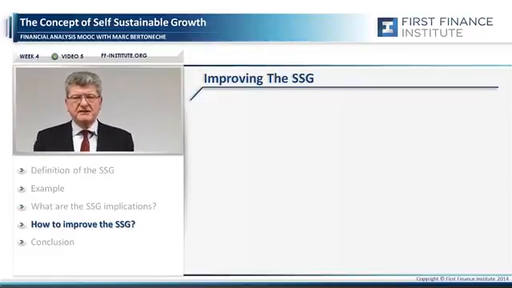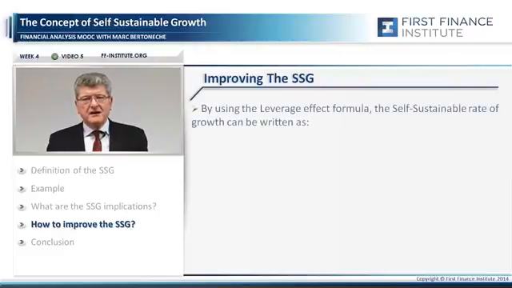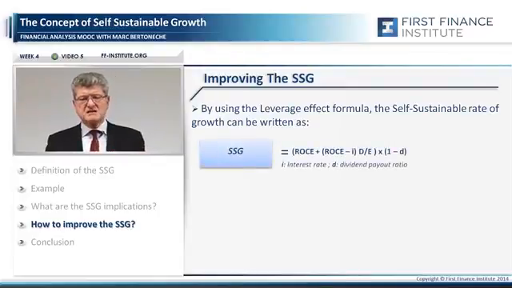To make this recommendation even more operational, let's replace ROE in the formula by the ROCE plus leverage factor that we saw a few videos ago. And therefore, we get this impressive formula, which says that SSG, self-sustainable growth, is ROCE plus (ROCE minus interest rate) multiplied by D over E. This is the formula of leverage, multiplied by (1 minus d), where d is the rate of distribution of dividend.